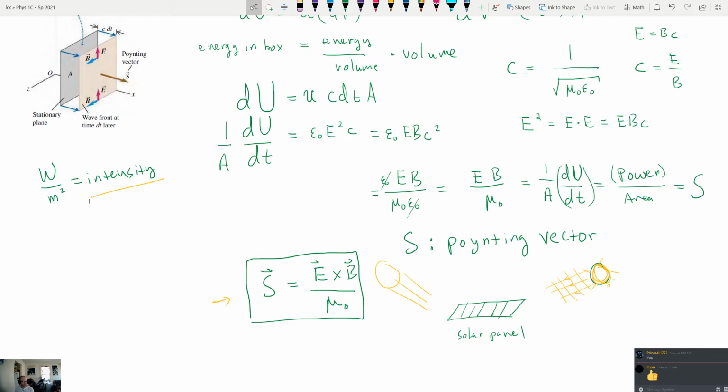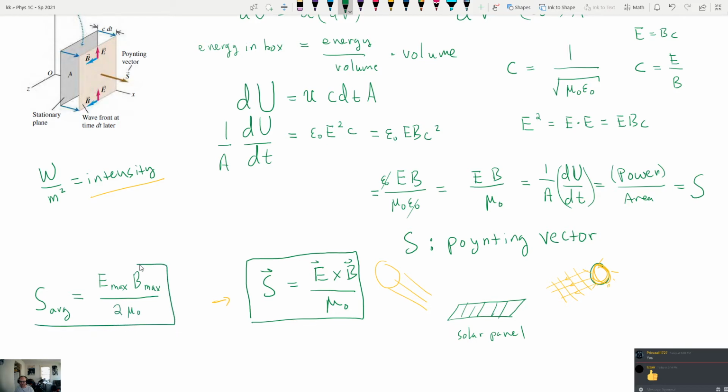But one other thing to mention is that commonly what you're going to be seeing in your problems is what's called the average Poynting vector. Okay. And the average Poynting vector is basically just the same thing divided by 2. So the average Poynting vector is going to be equal to the maximum value of the electric field multiplied by the maximum value of the magnetic field divided by 2 times mu naught, so just 1/2.